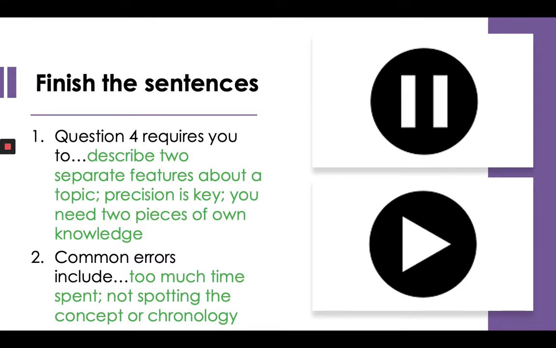Great. So hopefully you got down some of those points about what question 4 requires you to do. 2 separate features about a topic. Your precision is key throughout, and you need 2 pieces of your own knowledge. Some other common errors are too much time spent on this question, and not spotting the concept or chronology. Okay, so really important to make sure you're good on our technique, and hopefully that will allow us to proceed with the rest of the lesson, in which we're going to go through your worked example and how you break it down.